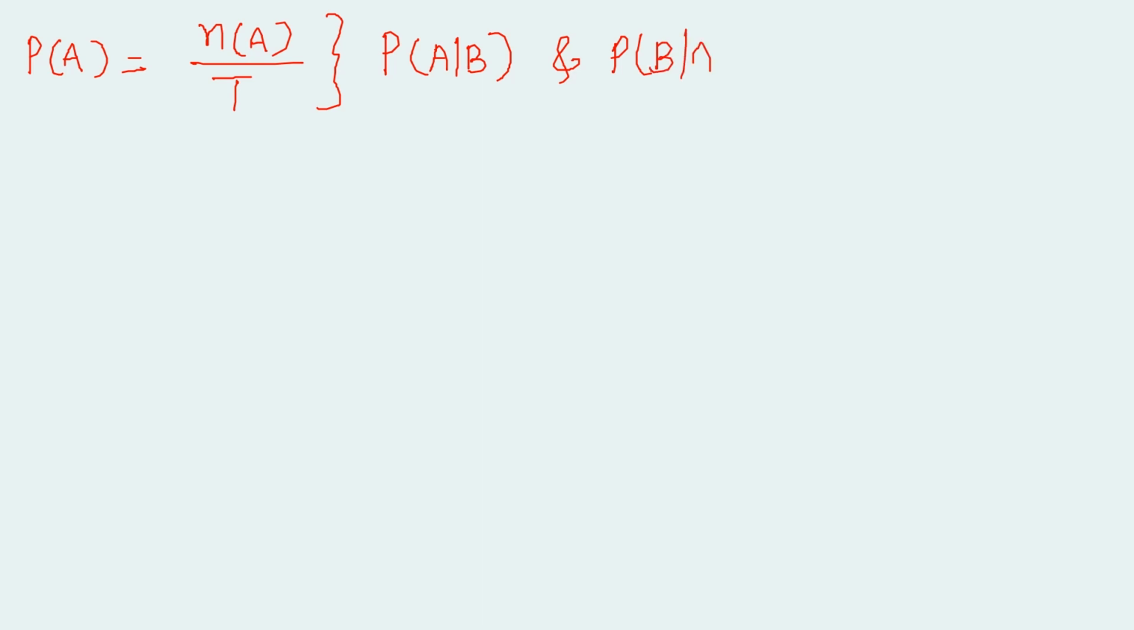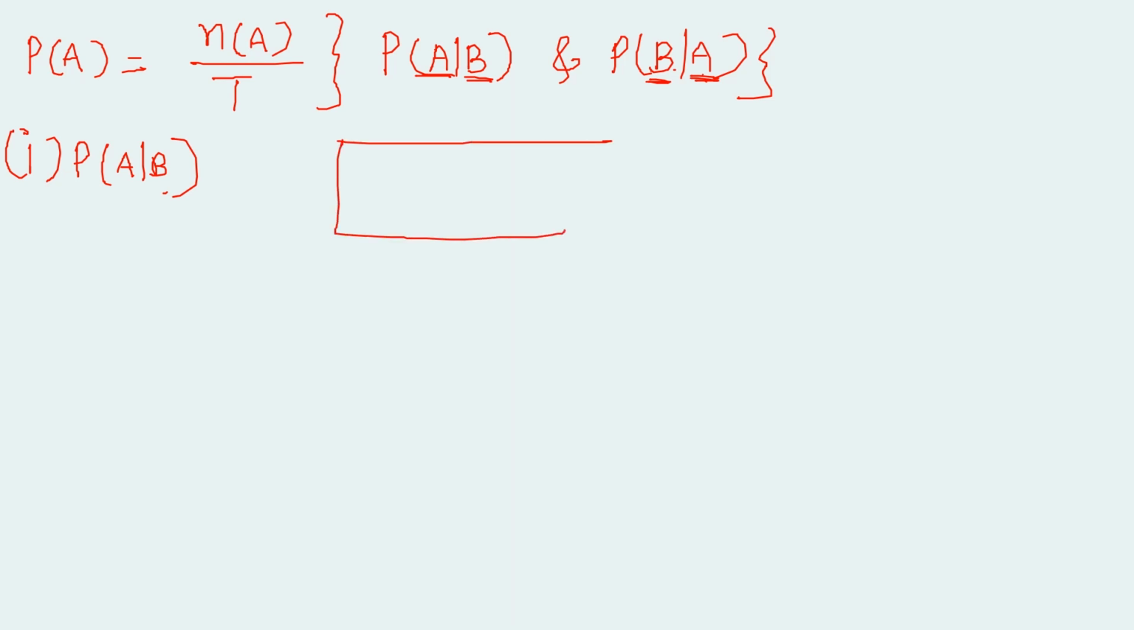The probability of an event A is given as the number of favorable outcomes divided by the total number of outcomes. Now let's understand what conditional probability means, that is, probability of A given B and probability of B given A. In the first, B has already occurred, what is the probability of A now? In the second case, A has already occurred, what is the probability of B happening? These are the two cases. Let's consider the first case, probability of A given B.